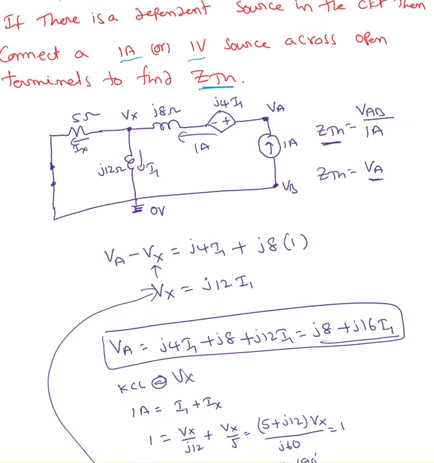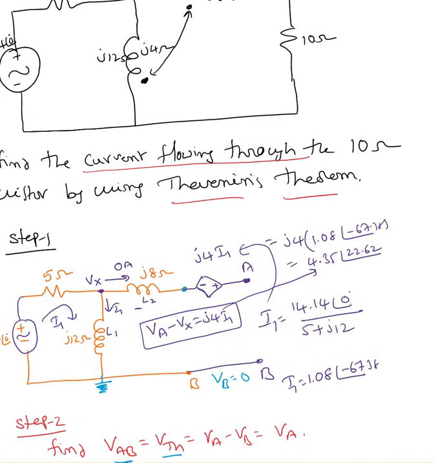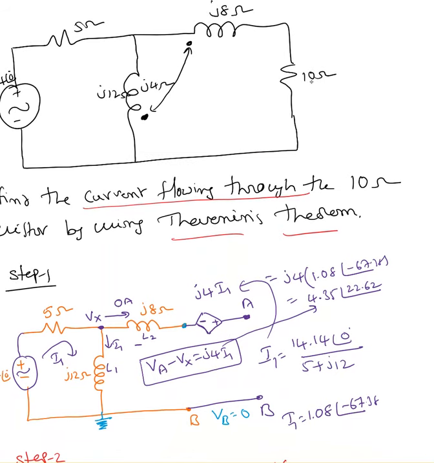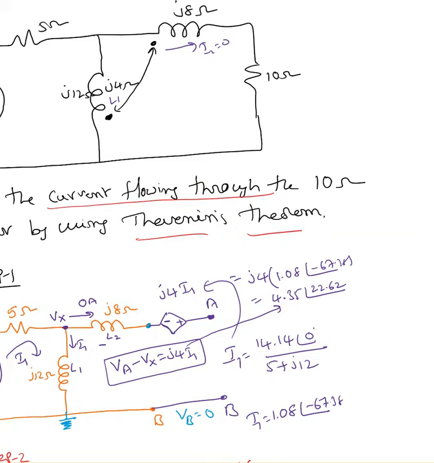So the important steps I want you to know. Once we open the 10 ohms in step 1, there is no current in this loop 2. I2 is going to be 0 because it's open. Since there is no current, there is no induced voltage across this L1. Because there is no current passing through it, that's the reason I don't have a dependent source here. But there is a current passing through this L1, so there is induced EMF there. That value is J4 times I1. So where is this I1 flowing? I1 is flowing across this coil.